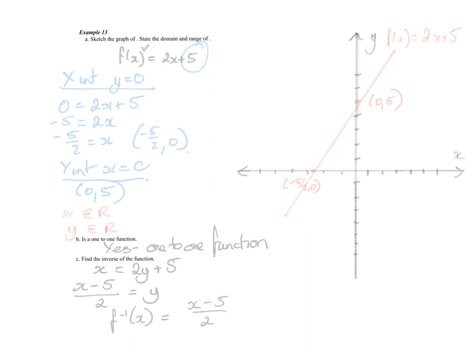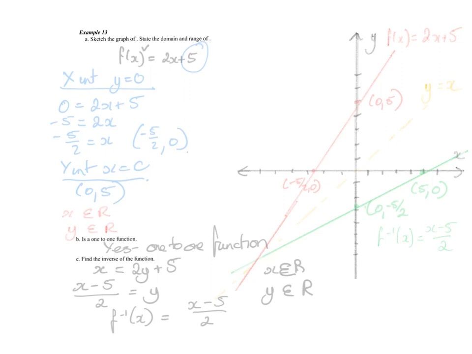Now, the domain of this would be the range of the original. Now, the range of the original was real numbers. So x is going to be an element of real numbers and y is going to be an element of real numbers. Again, your domain and your range swap around. So part D on the next page asks us to draw the inverse function on the same axis.